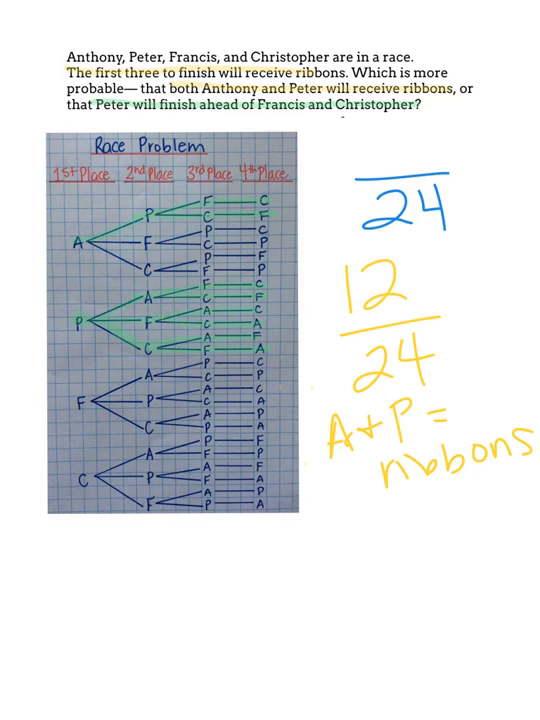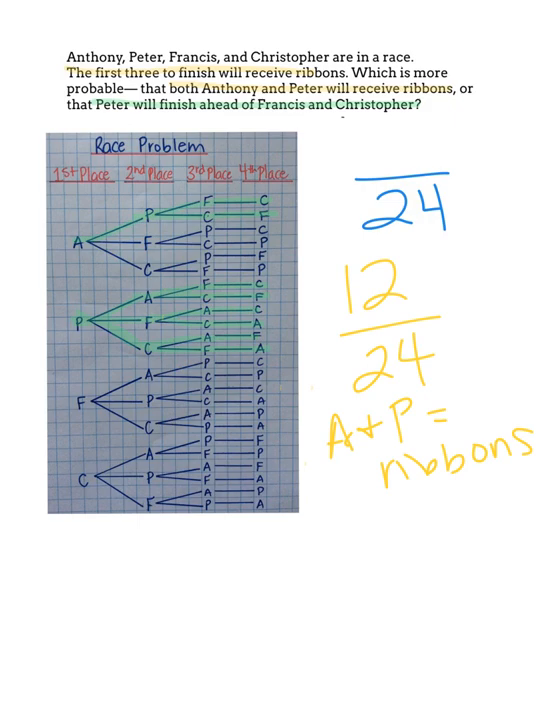Now we go to the next section where Francis is in first. Well, Peter can't be ahead of Francis and Christopher if Francis is first. And the same with the last one, Christopher's first. So Peter can't be ahead of Francis and Christopher. So that's it. Those are all of my possible combinations.